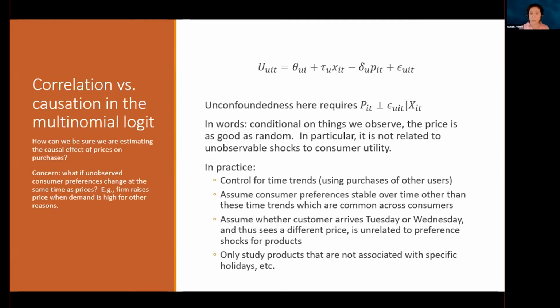And so the unconfoundedness assumption in this setting essentially would boil down to conditional on some observables that prices are independent or as good as randomly assigned relative to an individual's idiosyncratic error. And so the way you might interpret that is some things we're going to control for might be the purchases of other consumers in a given week, or whether it's a holiday or what day of the week it is. And so the idea is going to be that conditional on those characteristics, the price is as good as random.